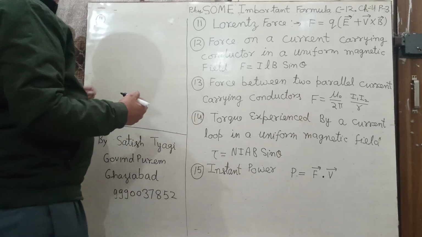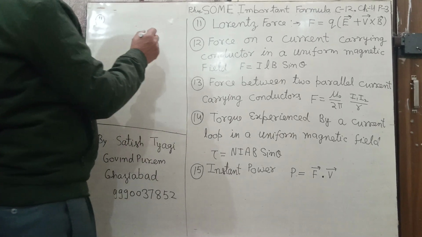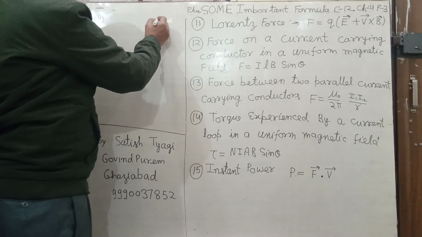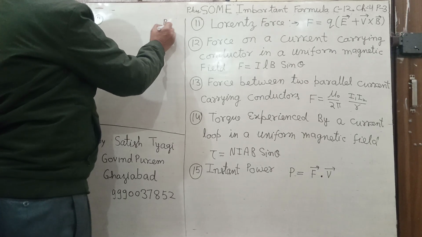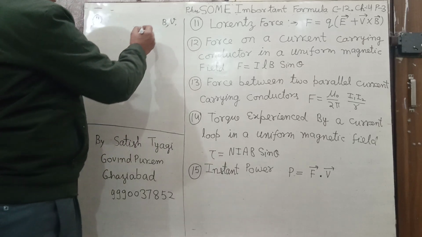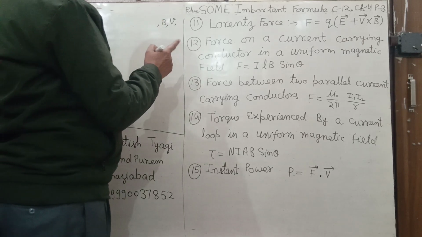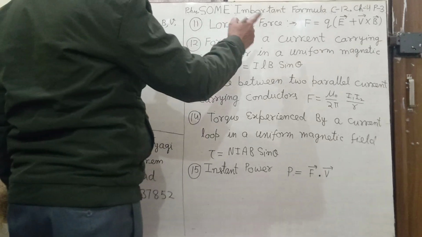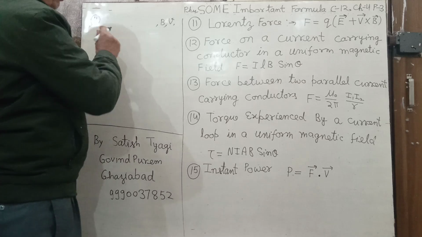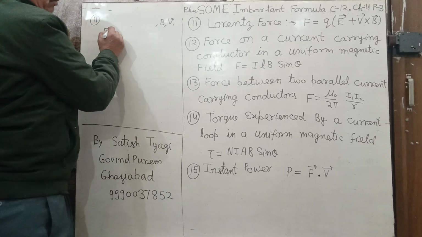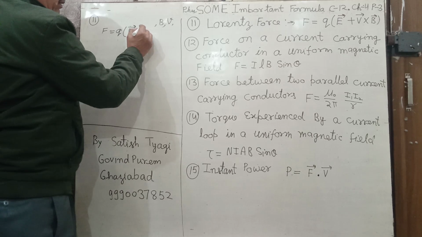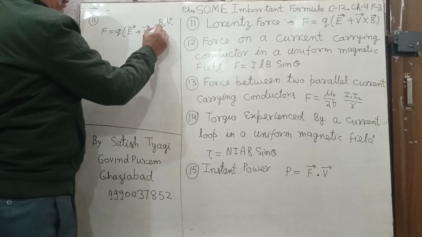When a charge is moving in a magnetic field B with velocity V, and in an electric field, then the force on the charge is F equal to Q bracket vector E plus vector V cross vector B. This is the formula.